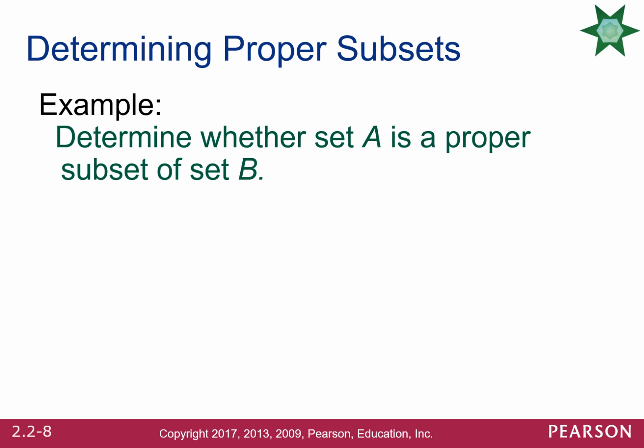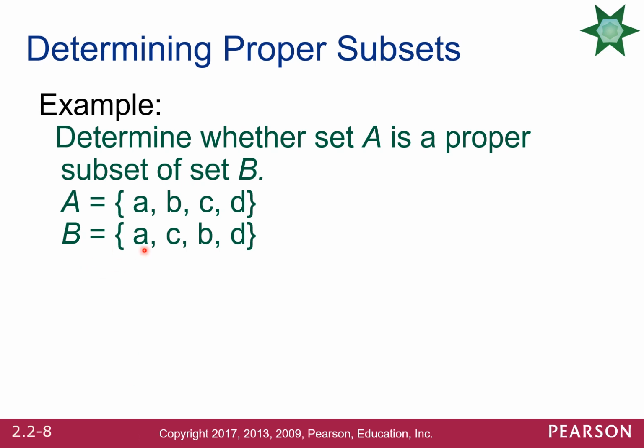How about this example here? Determine whether set A is a proper subset of set B. Let's pull up the sets. The set A has these letters here, A, B, C, D. Let's see how set B looks. B has A, C, B, D. And we see that all the elements of A are also there in set B. They are not in the same order perhaps, but the elements in set A exist in set B, and we see that both are of the same size.